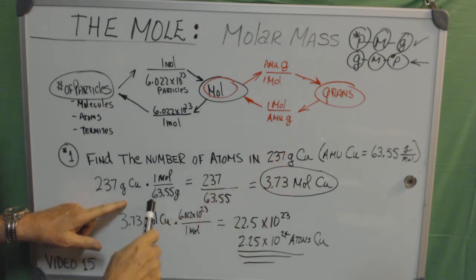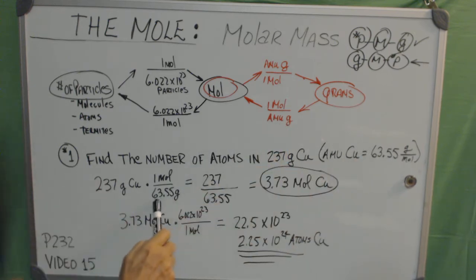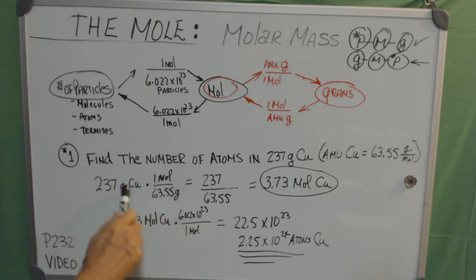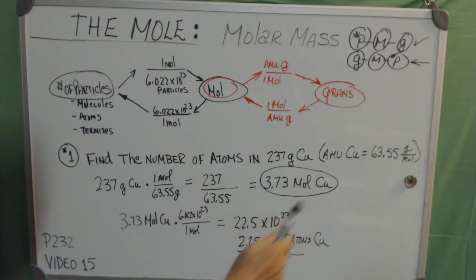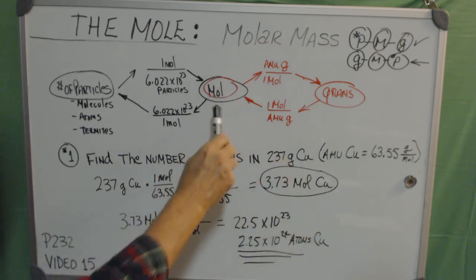atomic mass, okay? And we figured that was 63.55 grams. So the grams will cancel here, and I end up with a division problem, 237 over 63.55, and that turns out to be 3.73 moles of copper. Now I've got my mole part, I got the center part.